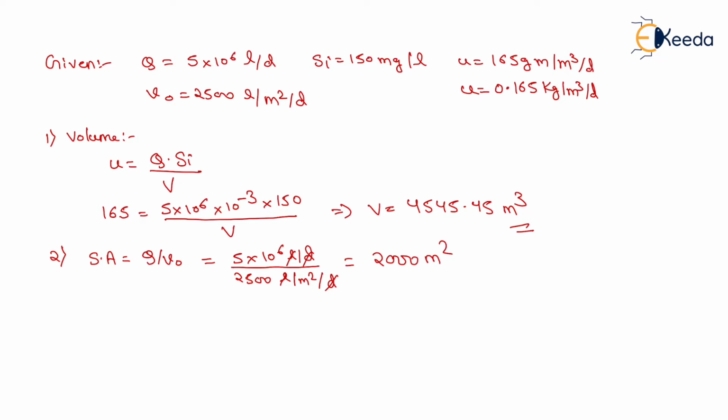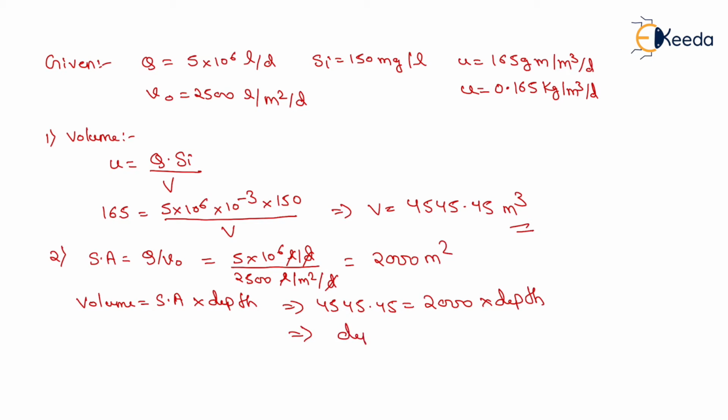Now we know that volume is equal to surface area into depth. We have the volume, that is 4545.45 meter cube, and we have the value of surface area, which is 2000 meter square. So we can determine the depth of the trickling filter from this equation. The depth of the trickling filter comes out as 2.27 meter. So we have determined the volume of the trickling filter, 4545.45 meter cube, and the depth, 2.27 meter.